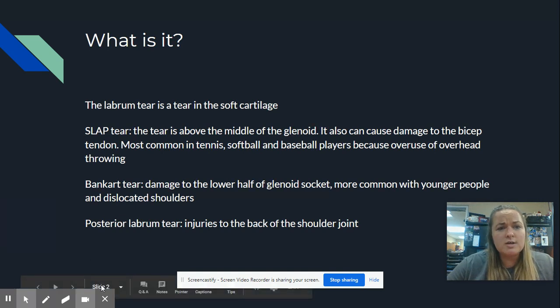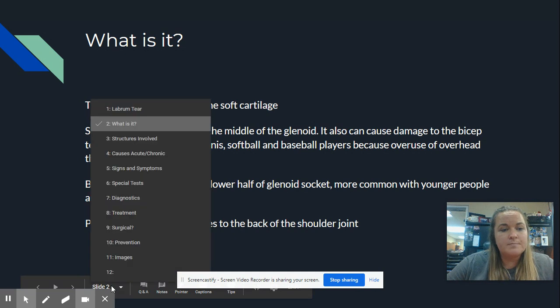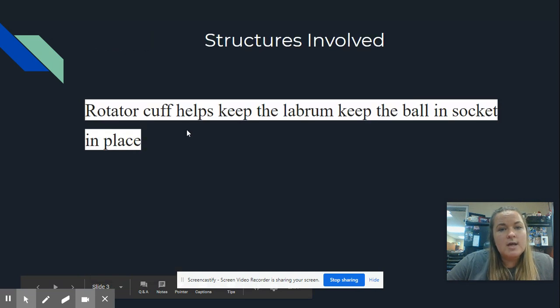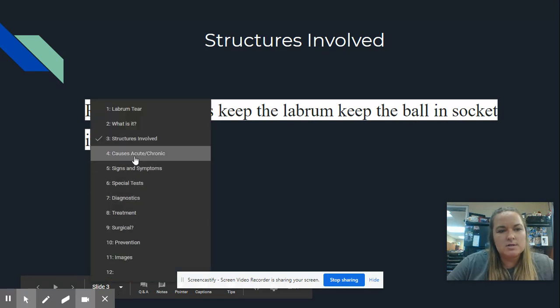Here you're going to have what the injury is, and you'll talk a little bit about that. So here she talks about exactly what the labrum tear is, and even goes into different types of labrum tears. Her next slide is about the structures involved, so she tells you a little bit more about what the actual structure is. If you were talking about any other kind of injury, maybe you want to talk about if there are multiple bones or ligaments involved. This one's straightforward, so it's not too big of a deal.